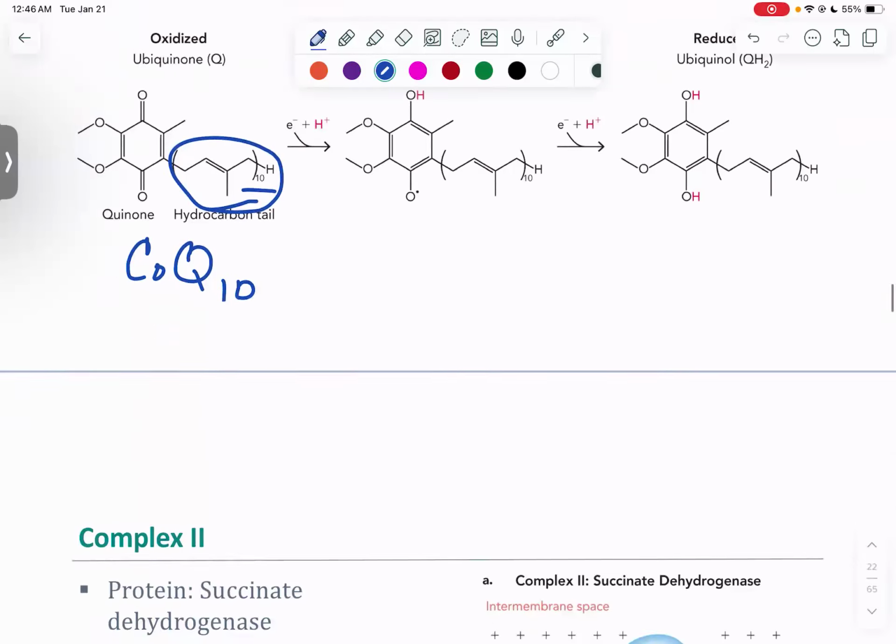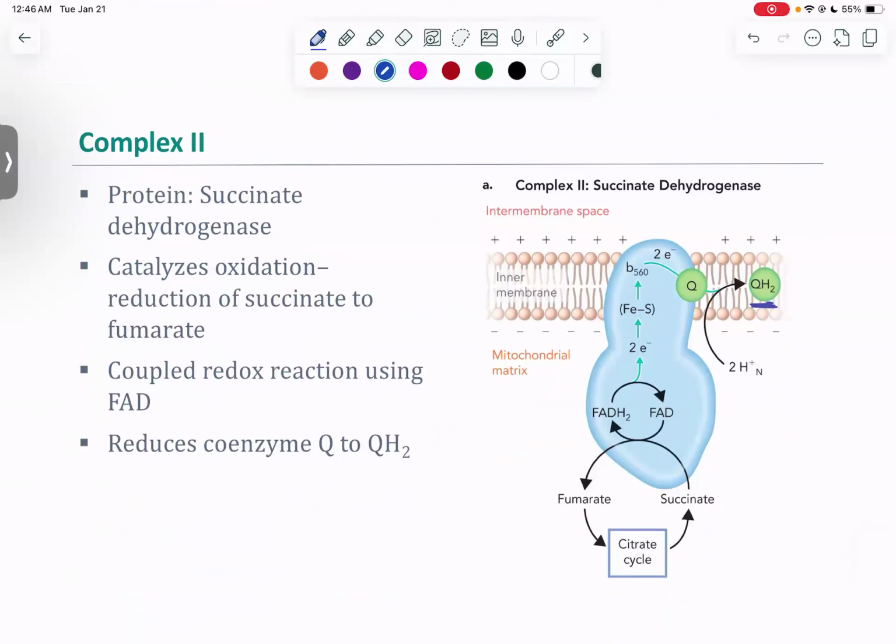So now let's talk about complex 2. Complex 2 is another big multi-subunit membrane-bound enzyme. We also call it succinate dehydrogenase. And so we know from the citrate cycle that we are able to take succinate and convert that succinate into fumarate, and in the process, we're going to generate FADH2, right? Now, FADH2 is my electron carrier, and it's going to drop off those electrons to iron sulfur centers. It's actually 3 iron sulfur centers, and a B-type heme.